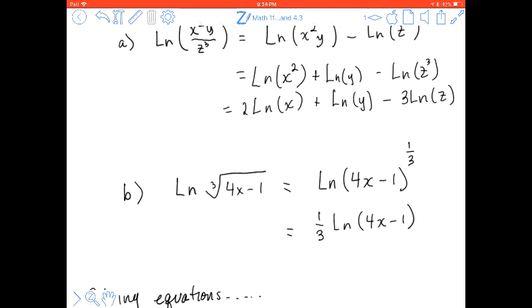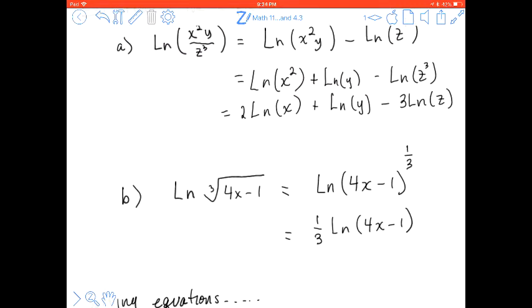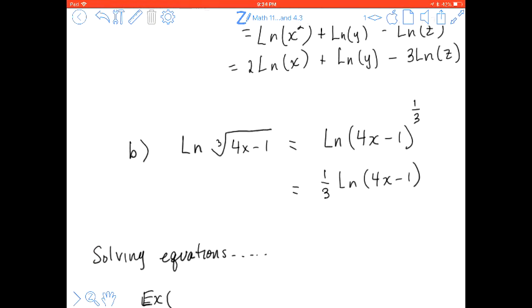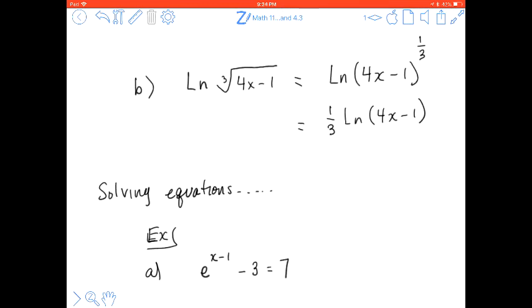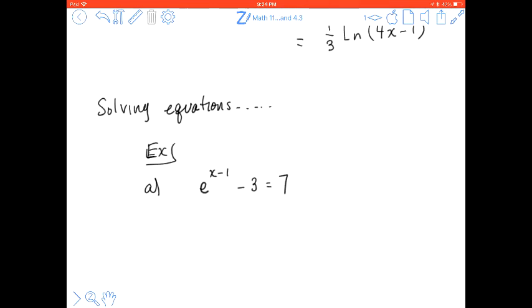And really that's it for the practice of expanding logarithms. Now to the second part of the lesson, solving equations. We're going to solve equations that involve logarithms. There's two types we're going to see.